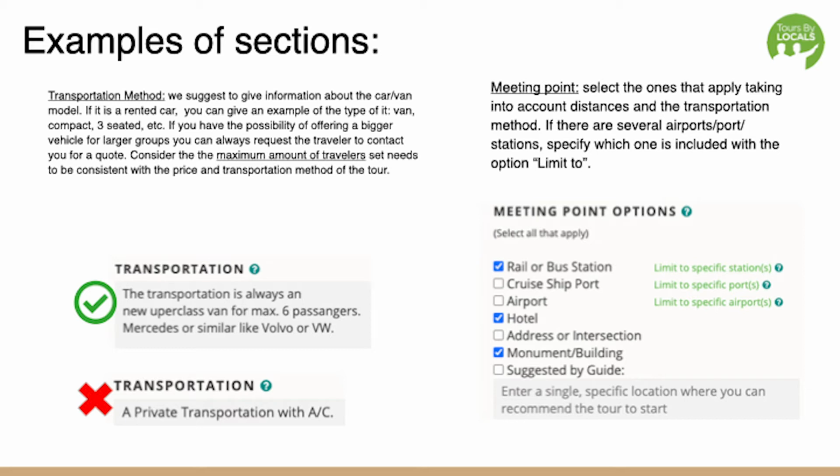The tour duration. When setting it, please consider the traffic or the amount of time driving. Also, cross-check the information if you set it elsewhere as well. This means that if you said it's an 8-hour tour in the itinerary, please check that in the tour duration section you have 8 hours as well.